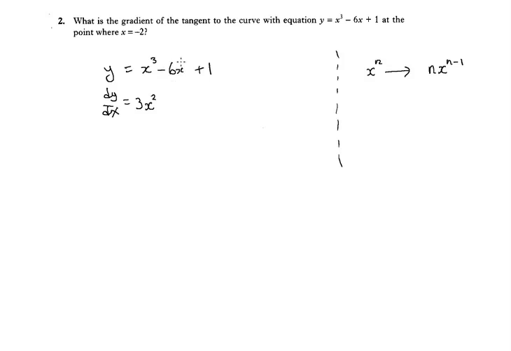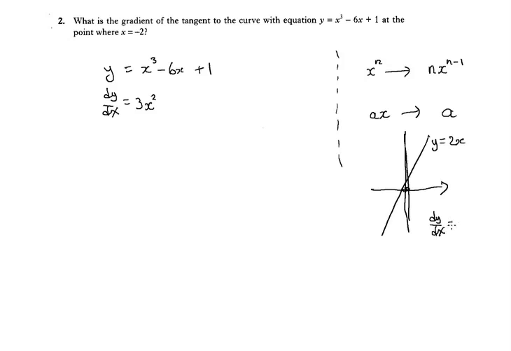Next thing we have to do is differentiate minus 6 times x. When you differentiate ax, you get a. An example, for instance, would be y equals 2x, which passes through the origin. When you differentiate 2x, you would have to get 2. The gradient is 2 anywhere along that line. So you just produce the number at the front of the x term. That's the coefficient of x. So in this case, it's minus 6. So that becomes minus 6.